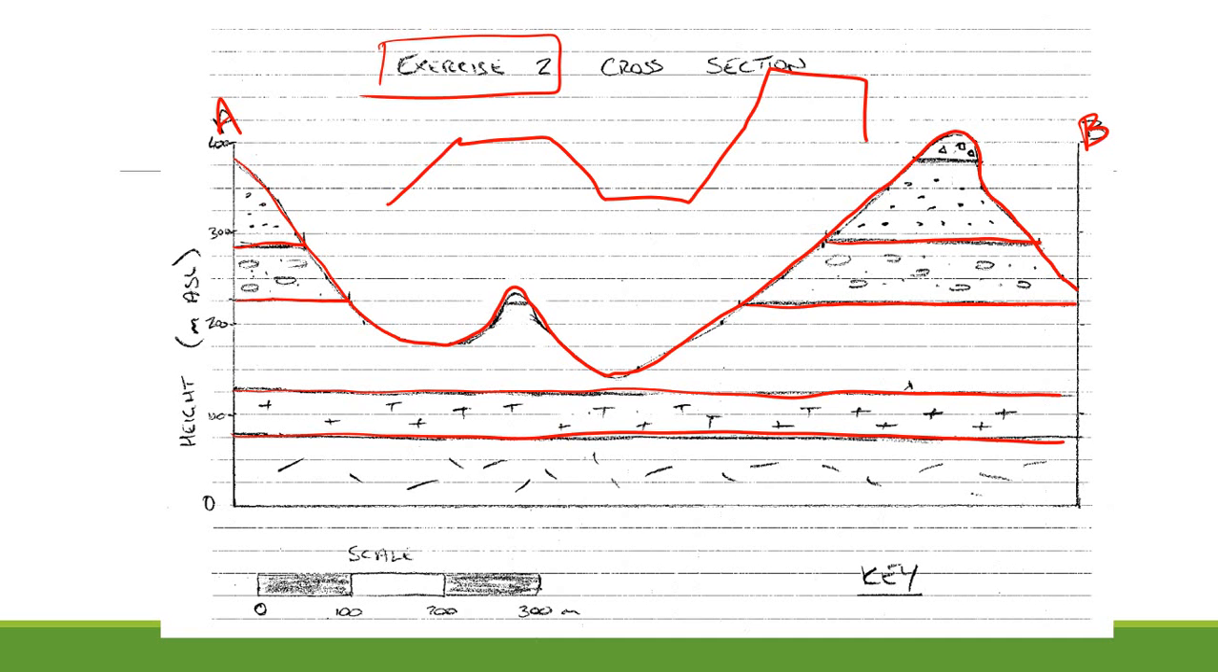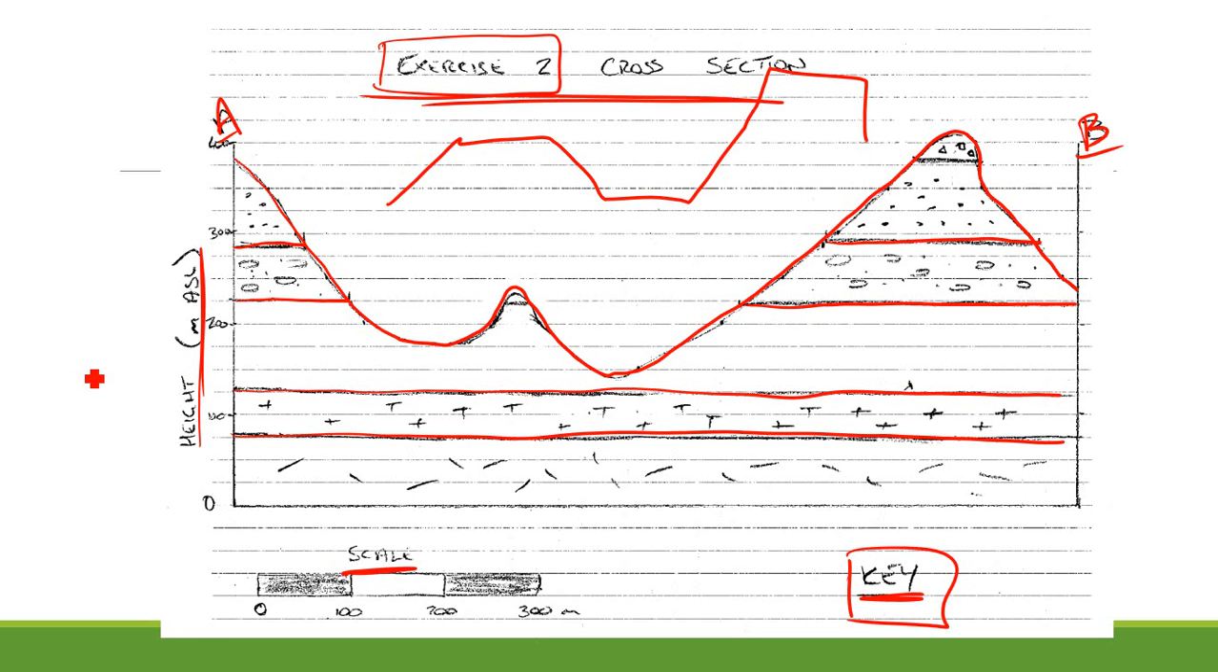With these, all your cross sections should always still have a scale on them. They should have a key on them. I haven't actually drawn the key on this one because I've been lazy, but you get the idea. Yours should have a key. You should have labelled it A and B so we know where the two ends of the cross section are. You should have labelled height in meters above sea level. There should be no vertical exaggeration on this topographic profile either. And you should always have a title as well. So these are just things that you should be including on all of your cross sections. So just get into the habit now of making sure that all of these things are on your cross sections.